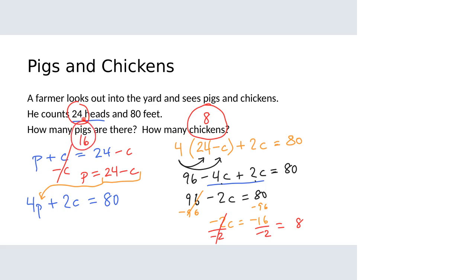Are there questions on this before I have you try one like it? And like I said, you don't have to do this with algebra. You can do it with trial and error. You can do it with a picture. But I think algebra was most people's favorite.